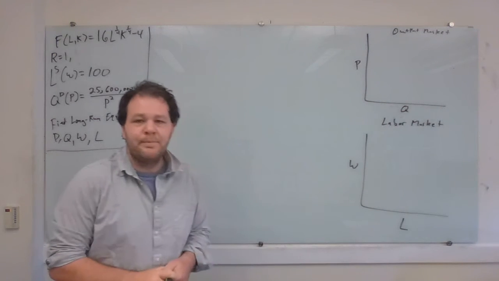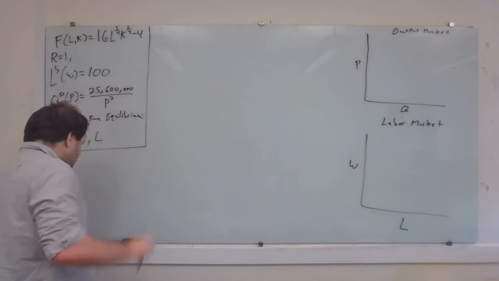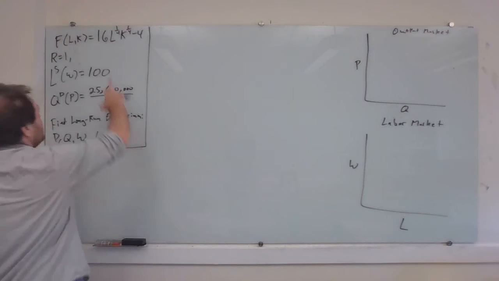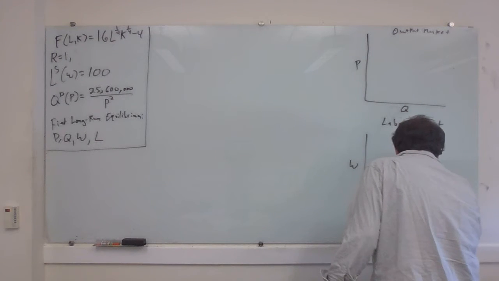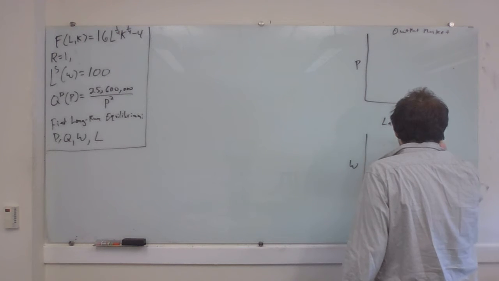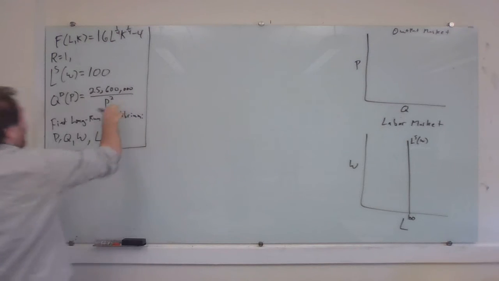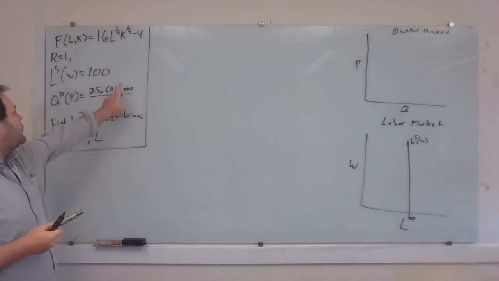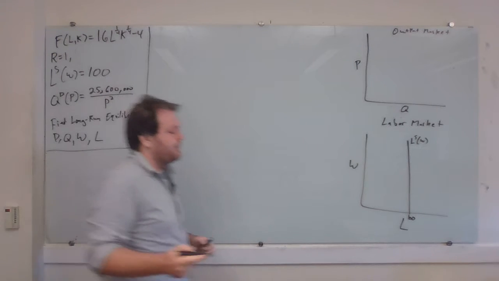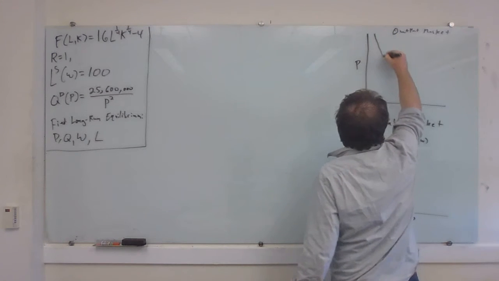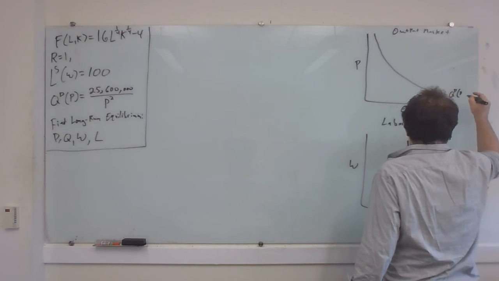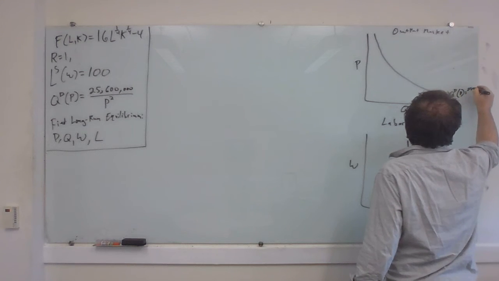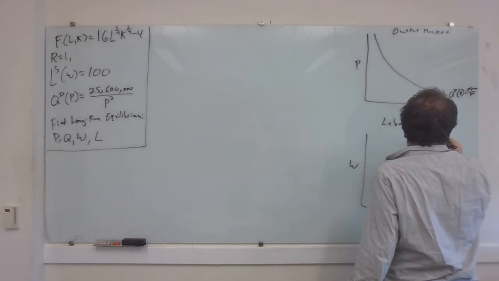Lovely. Now, we can put a couple things on here right now, which I'm going to do in black. These are the things we know. So we know that labor supply is just fixed at 100. We know that quantity demanded is a curvy thing at 25 million divided by p squared. Labor supply equals 100.